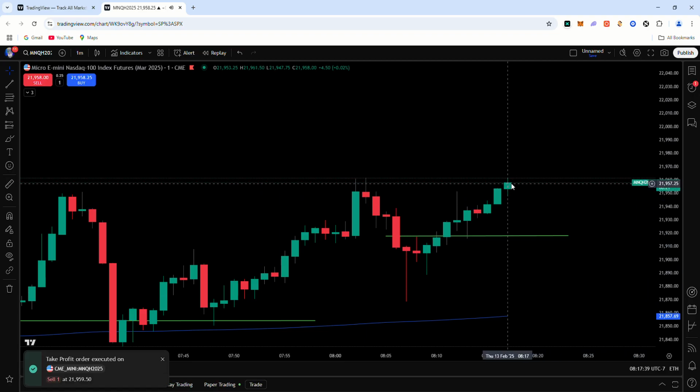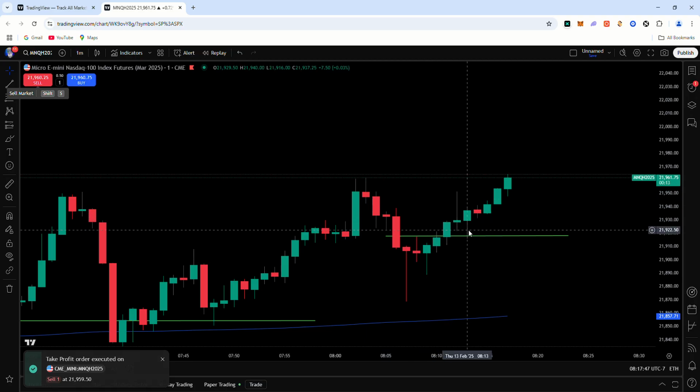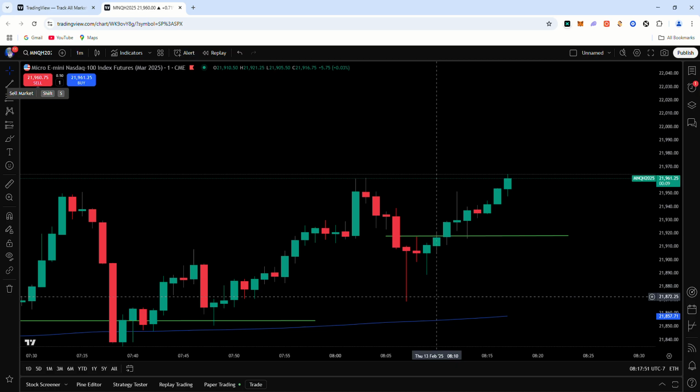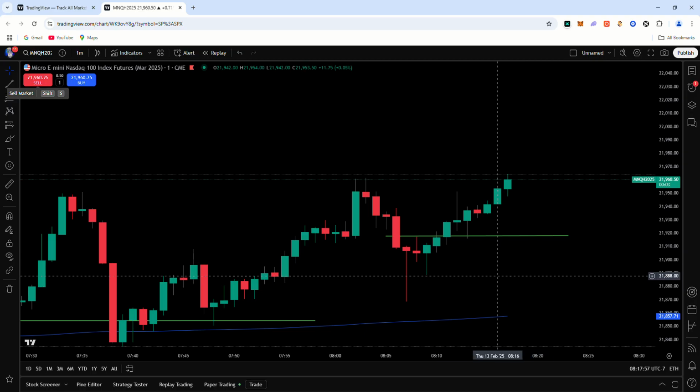Okay, that trade's complete. That's a nice one lot on micro E-mini Nasdaq, taking a pullback, running a trade right back to the highs. Right, that's a winner. Winner, winner, chicken dinner. But that's how that works. That's all we're looking for.